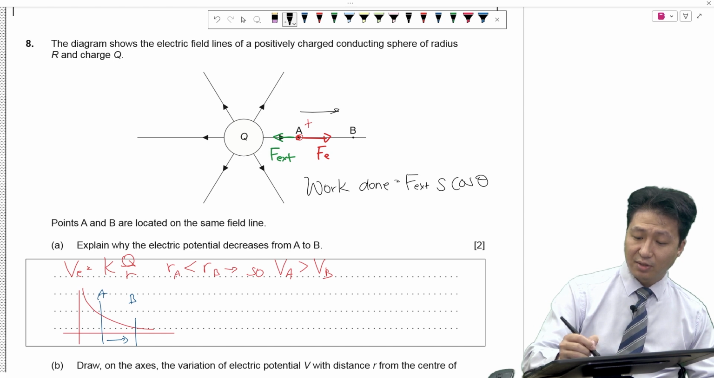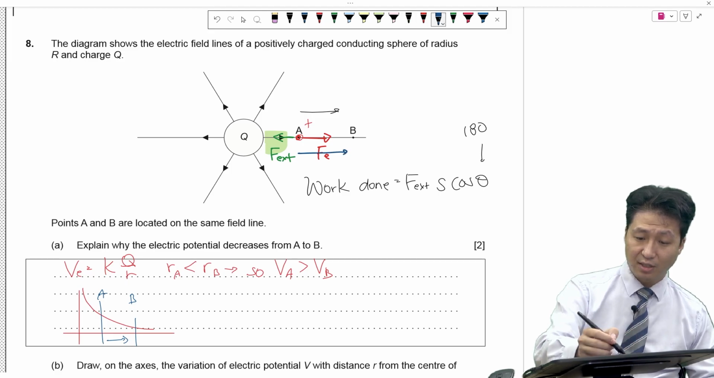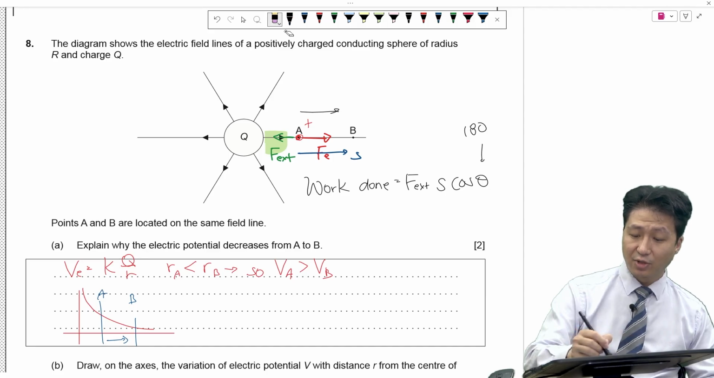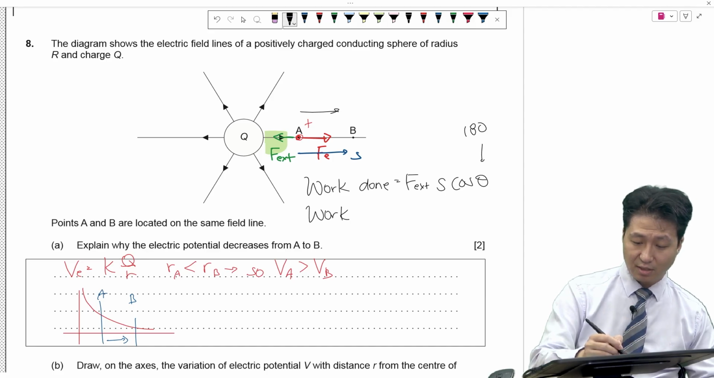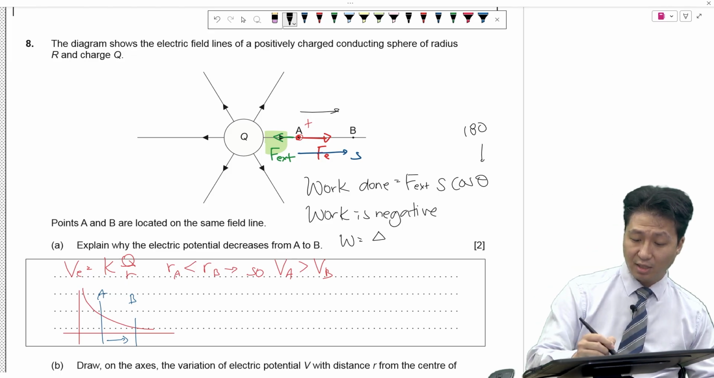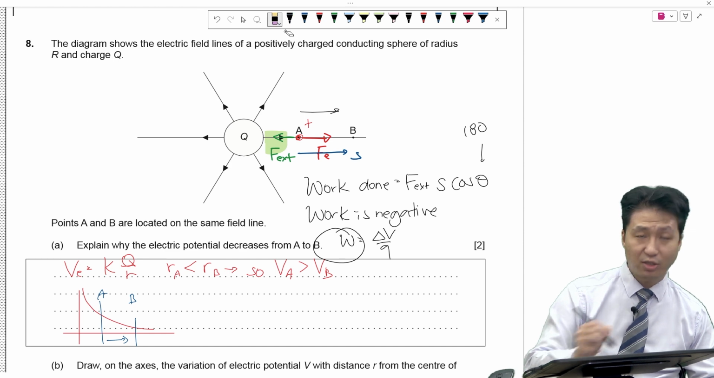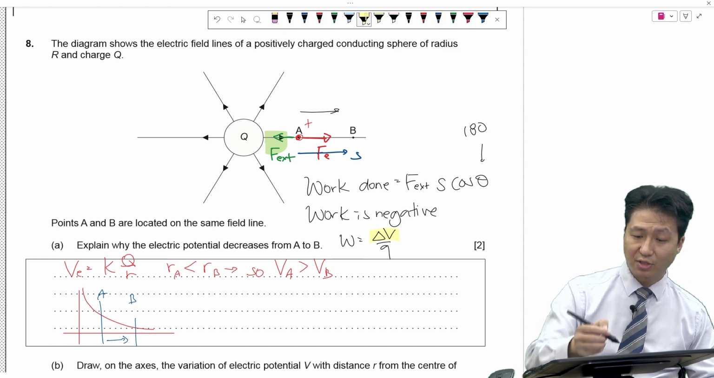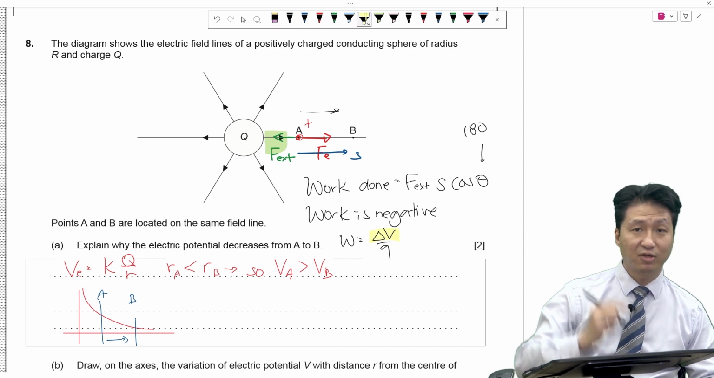Final part times the cosine of the angle. In this case, the angle is 180 degrees because these two forces, this force here and the displacement to the right, are in opposite directions. The work done being negative, work is negative, means the energy decreases, and the work is equal to the change in potential over the charge. Having a negative work means that the change in potential is negative, which means the potential is decreasing.